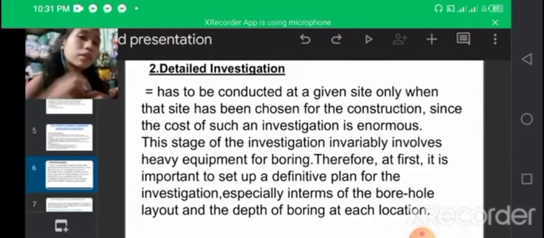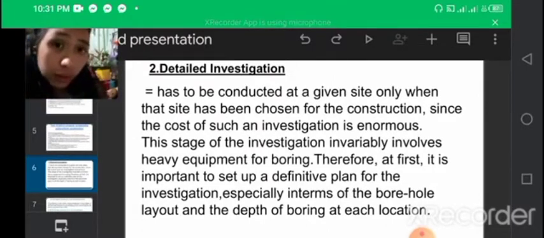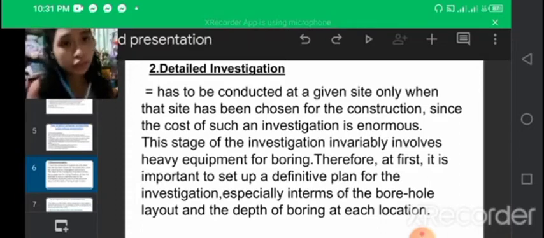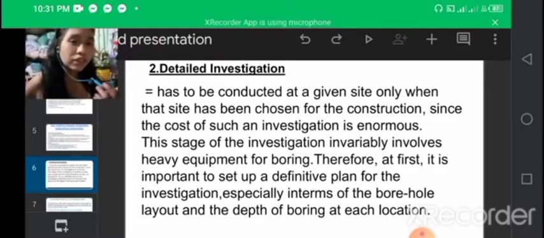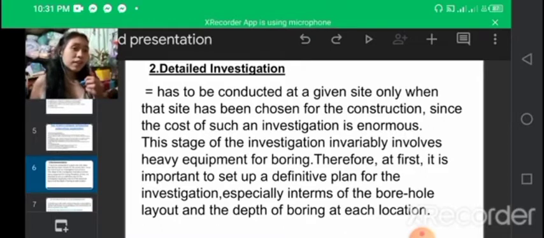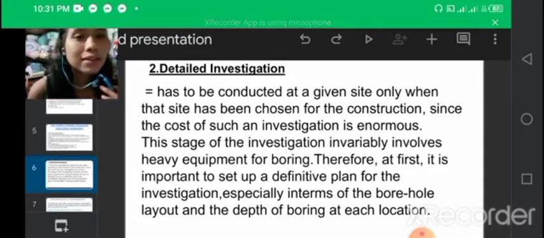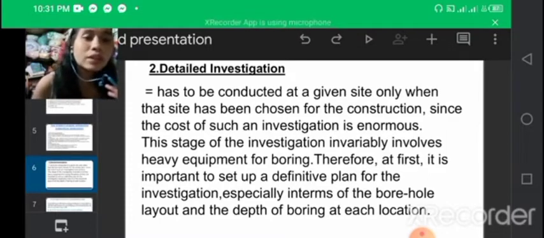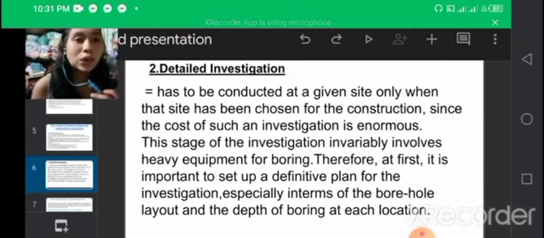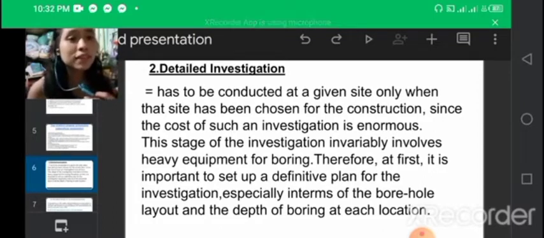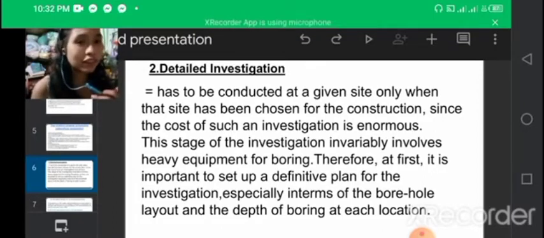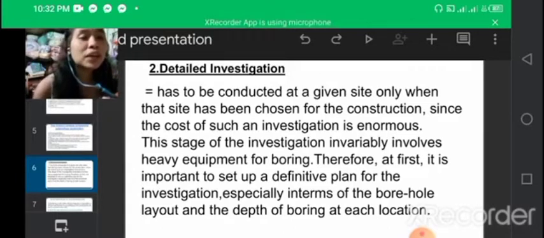The second type of subsurface exploration is the detailed investigation. It has to be conducted at a given site only when that site has been chosen for the construction. Since the cost of such an investigation is enormous, this stage of the investigation invariably involves heavy equipment or boring. Therefore, at first, it is important to set up a definitive plan for the investigation, especially in terms of the borehole layout and depth of boring at each location.